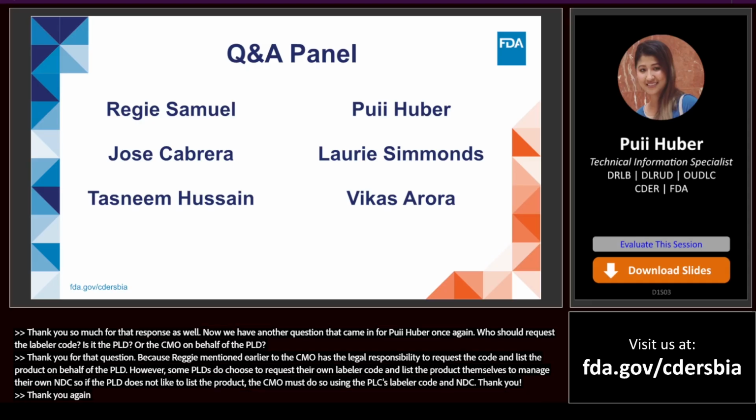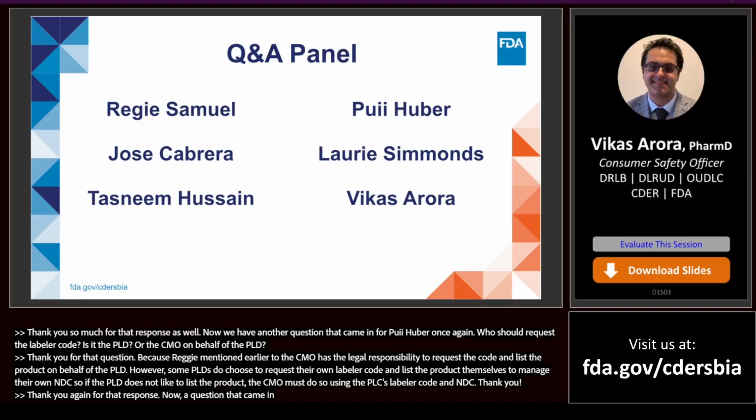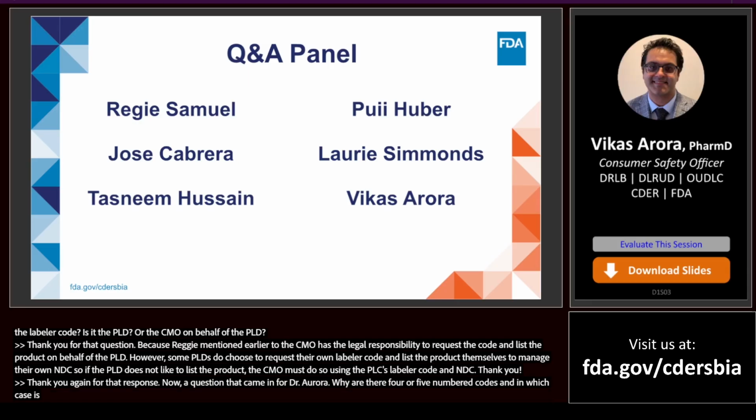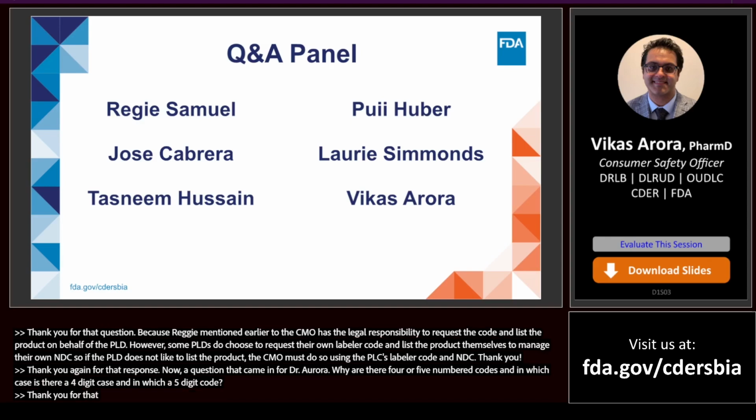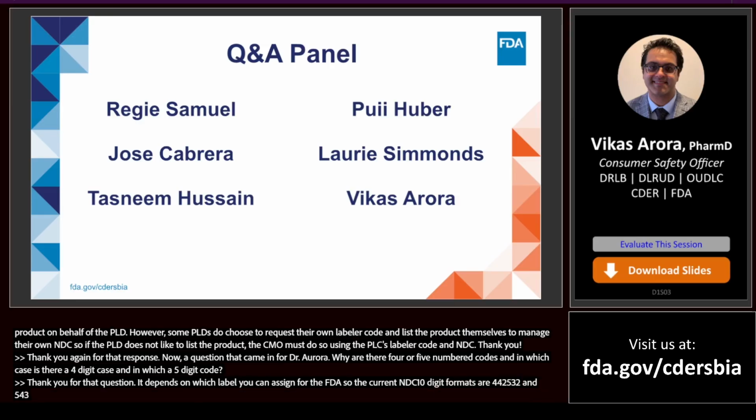And now a question that came in for Dr. Vikas Arora. Why are there 4 or 5 numbered codes? In which case is there a 4-digit code, and in which case a 5-digit code? Thank you for that question. It just depends on what labeler code you were assigned by FDA. So the current NDC 10-digit formats are 4-4-2, 5-3-2, and 5-4-1. But just keep in mind with the 5-digit labeler codes, if you were assigned that, once you list in a format, you must stick to that format for any future products that you list. Thank you.